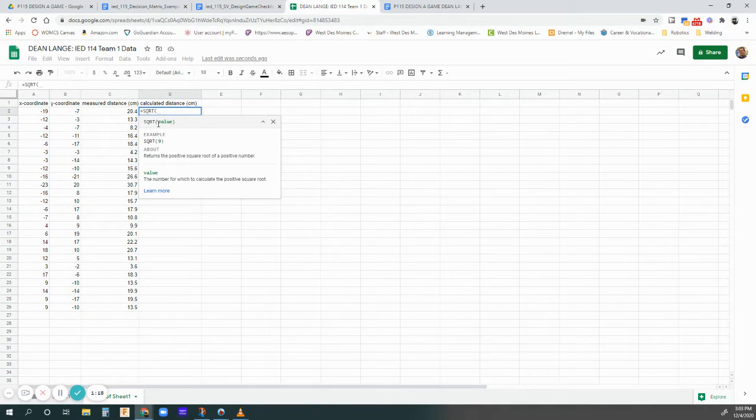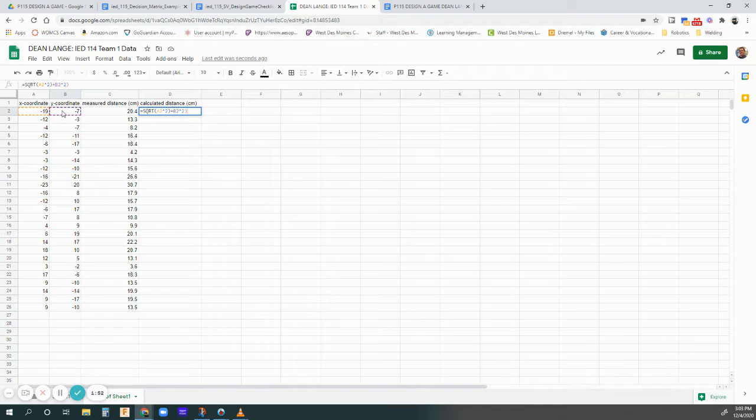Now I've opened up the parentheses. So it's the square root of what? Well, it's the square root of the x coordinates plus the square root of the y coordinates. All right, so I need to select the x coordinates and take that to the power of 2. All right, and then I need to add that to the y coordinates, also squared, little up caret 2.